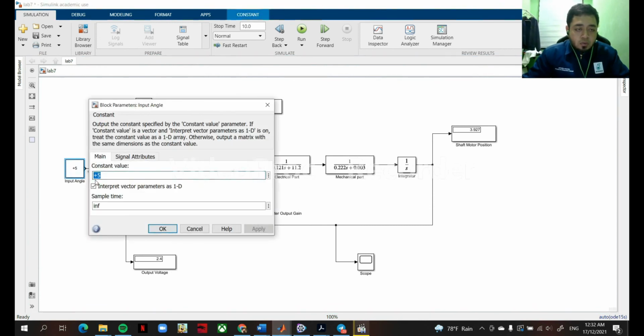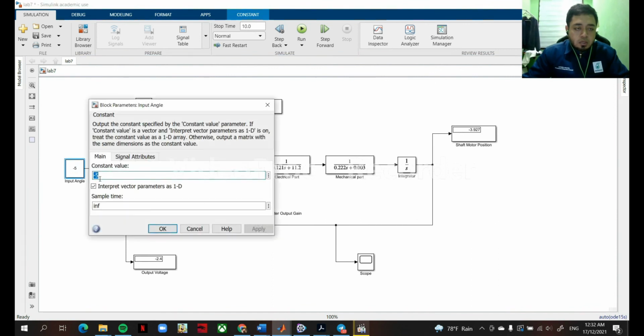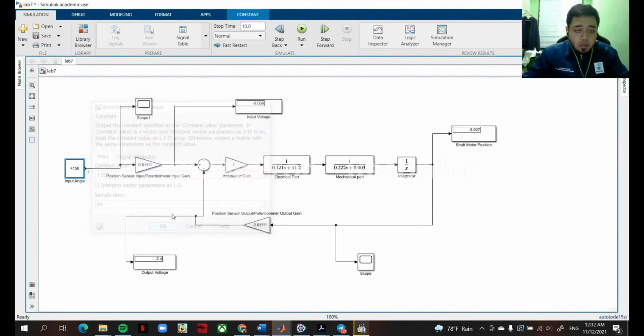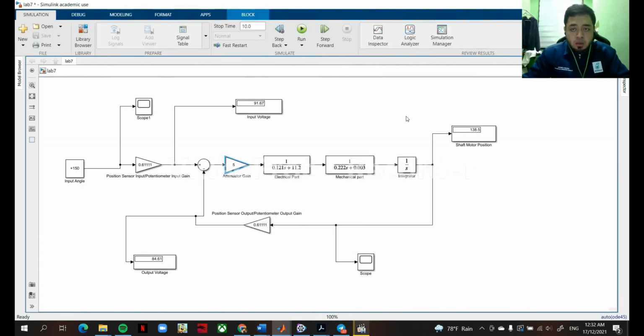And then we change to negative 5 and then we run. We got the same value but in the negative way. Okay, then we change the input angle to positive 150 and the attenuator gain is 5. And we run. We got shaft motor position 138.5. The input voltage is 91.67 and the output voltage is 84.61.